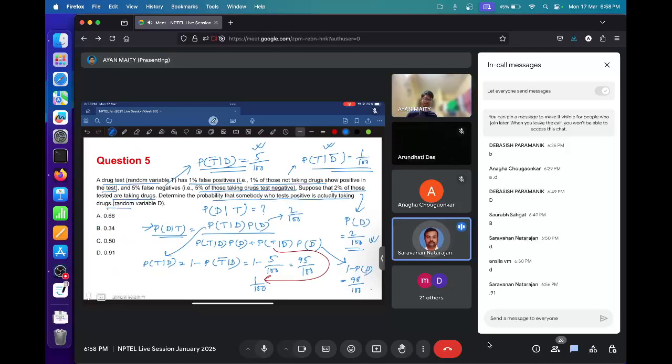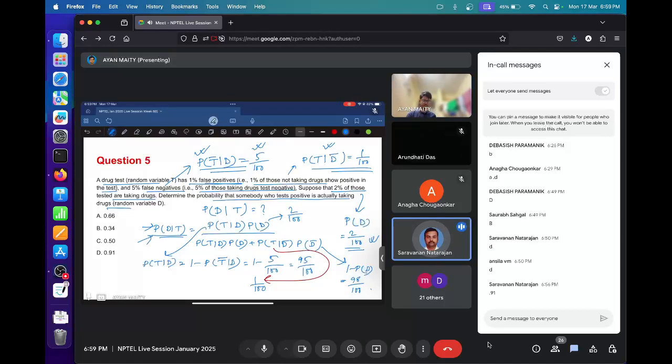Sir, you are not taking into account true negatives, right? False positives, false negatives you are taking. But what about true negatives? True positives you have taken, right? No, you don't have to compute all the values in the confusion matrix. These false positive, false negatives are given so that you can find out these probability values which are required in your required probability of D given T.